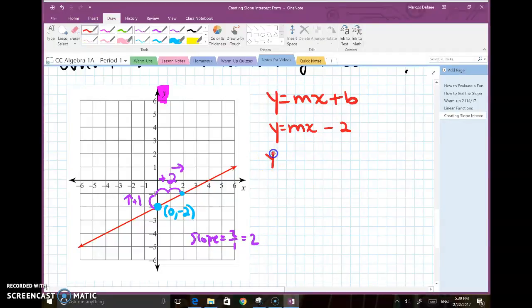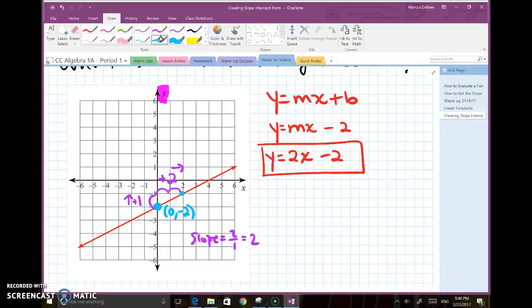So I can go into my function, replace the m with my 2, and now I get y equals 2x minus 2. And with that, my function is completed. But I wanted to show you how to calculate the slope and get the same thing anyway. So my second point would need to have its own ordered pair.